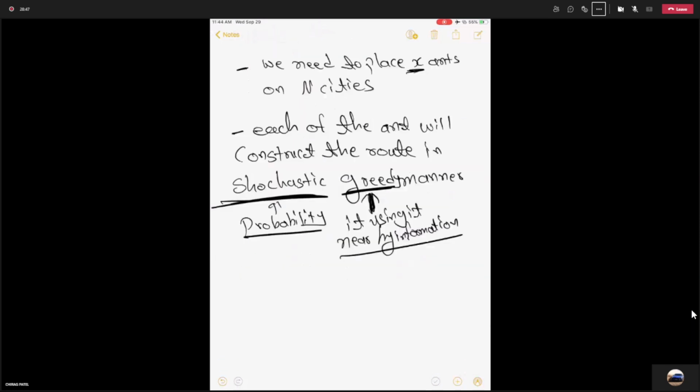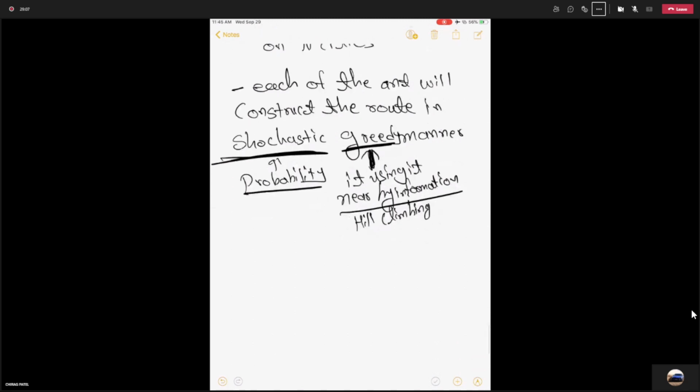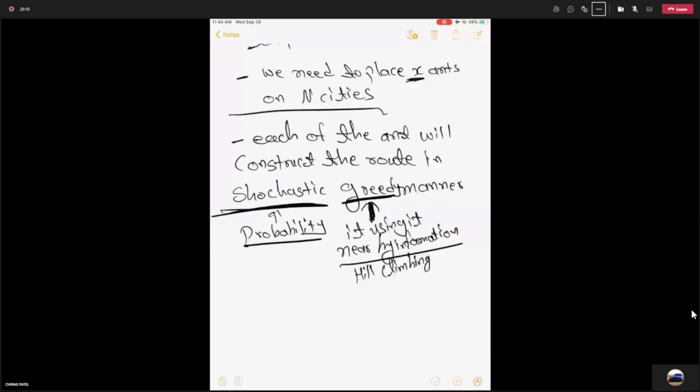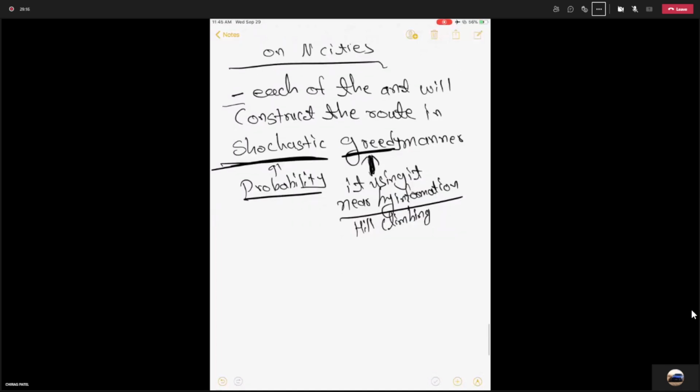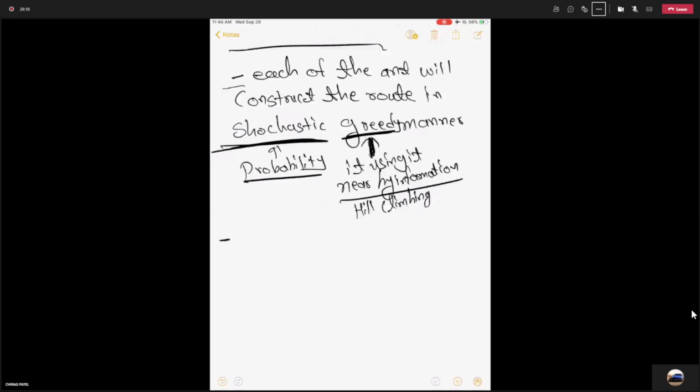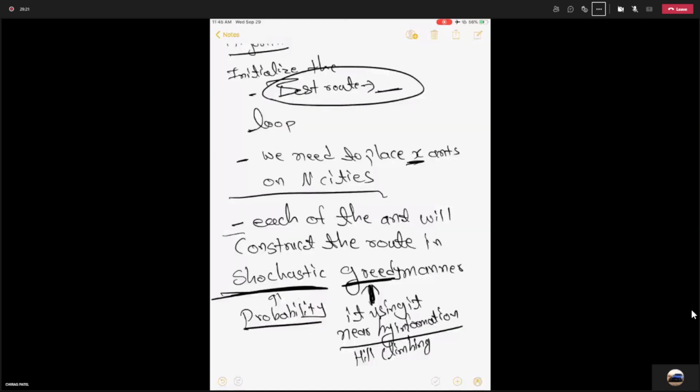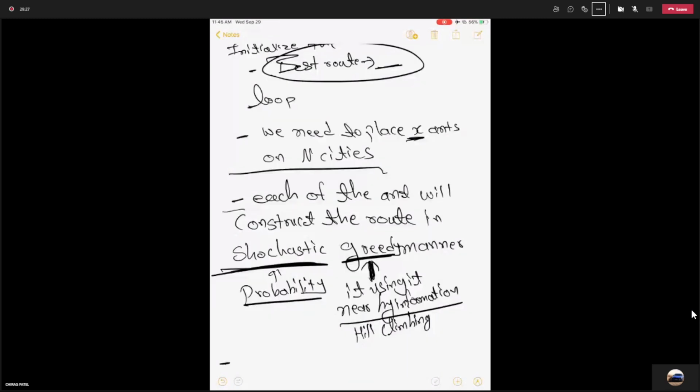You have seen the hill climbing problem or similar terrain-like algorithms, if I'm not wrong. Such algorithms you have seen. Right? First step is we need to place the ants on the cities. Second, each ant will construct its route in the stochastic greedy manner. Then, after each of the ants has constructed its route, we need to update our best route.